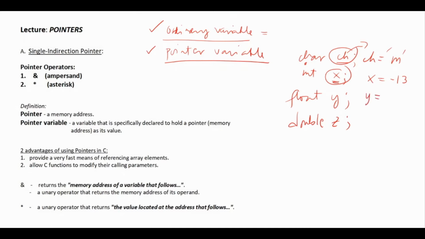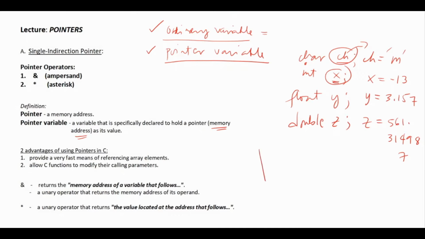And say to y you assign an ordinary floating point value, say 3.157. And for z, maybe this would be 561.314987. Okay? While for a pointer variable, this is a variable whose value is a memory address. It's not an ordinary value, but its value is a memory address.